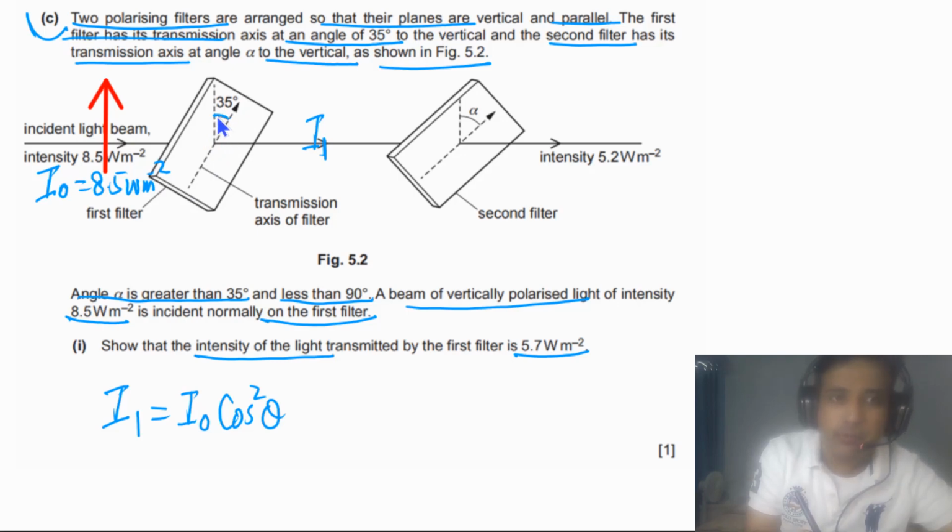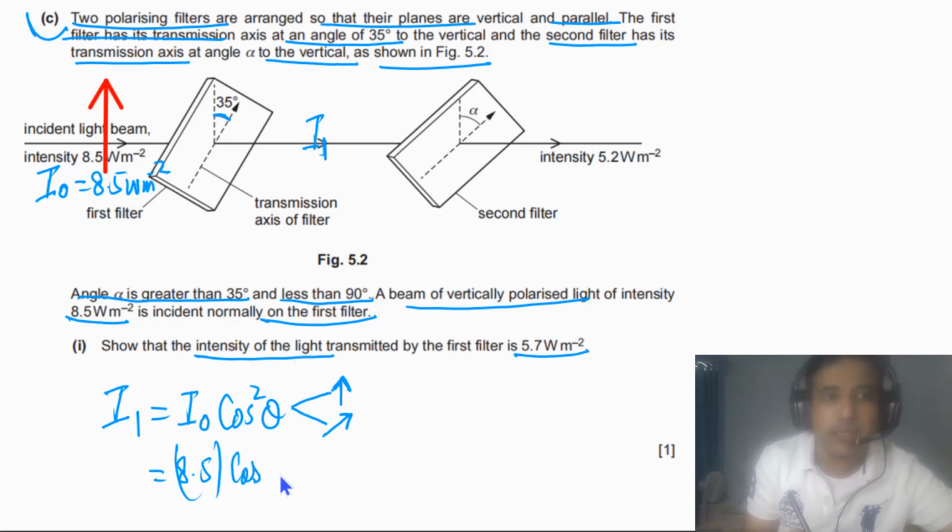So the angle between these two, this is the angle with the vertically polarized light. So we have vertically polarized light, and the angle here we have is 35 degrees. So in this case simply we have I naught, that is 8.5, and we have cosine, and theta in this case is 35 degrees, and the square of this. And if we solve this, our answer should be equal to 5.7 watts per square meter.